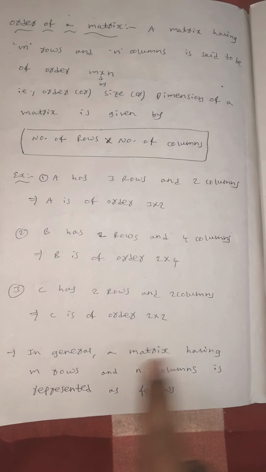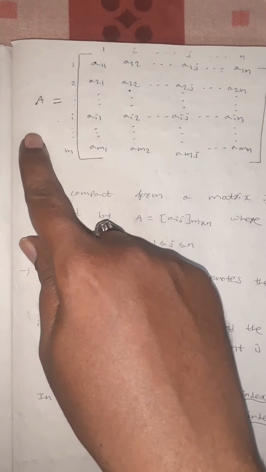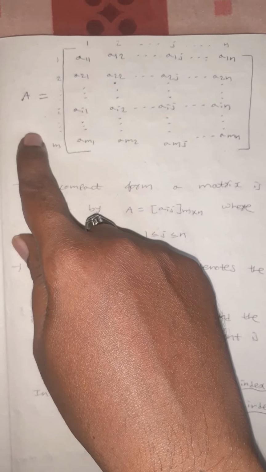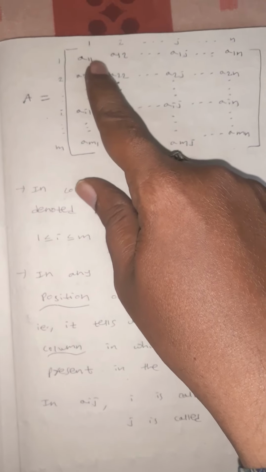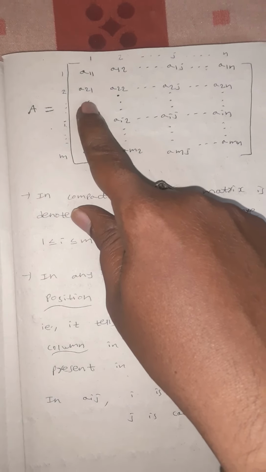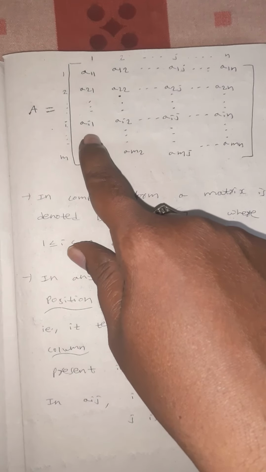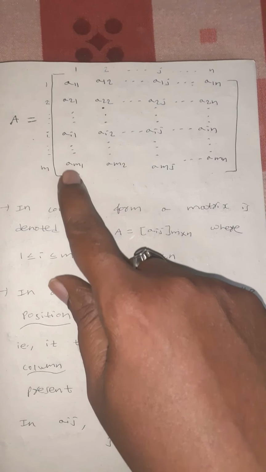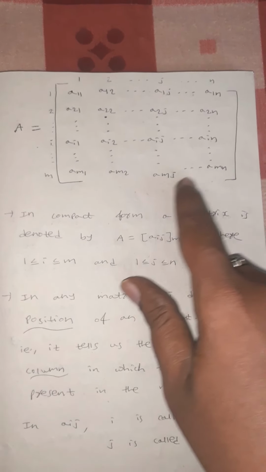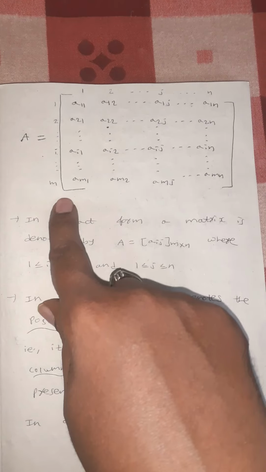In general, a matrix having m rows and n columns is represented as follows. This is the general form. Capital A is equal to A11, A12, and so on, A1j, and so on, A1n. Next A21, A22, and so on, A2j, A2n, and so on, Ai1, Ai2, and so on, Aij, and so on, Ain. Next, Am1, Am2, Amj, and so on, Amn. This indicates rows and this indicates columns.